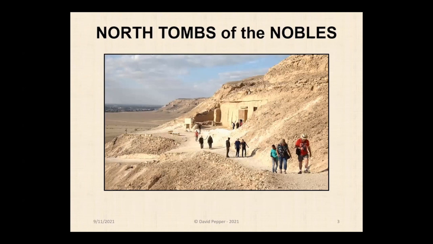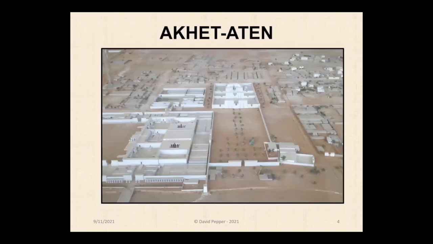Akhenaten's tribute scenes are depicted in two of the north tombs of the nobles at Amarna, the modern name for the ancient site of the city of Akhenaten. Akhetaten, or horizon of the solar disk, the Aten, was the new capital city founded by the 18th dynasty king, Akhenaten.